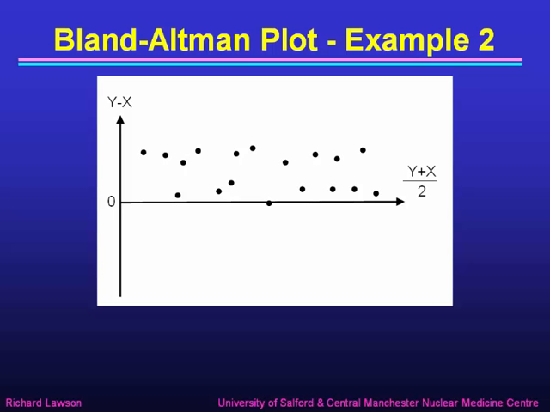As you can see, all the points tend to be above 0, so y minus x is always positive, it's never negative. If y minus x is positive, that means that y must be bigger than x. So here, y is consistently greater than x over the full range. That shows a systematic difference between y and x, and the Bland-Altman plot clearly shows that up.